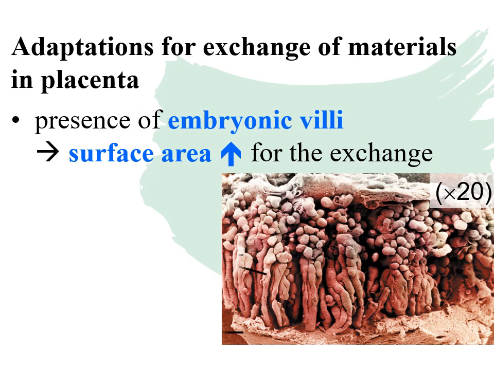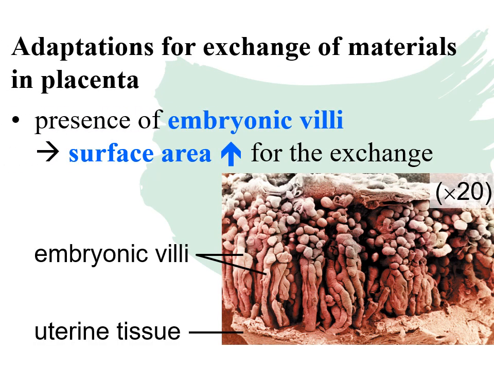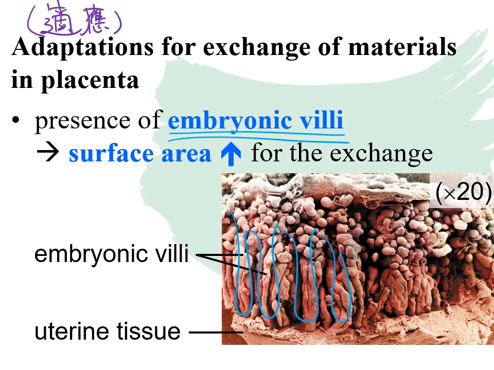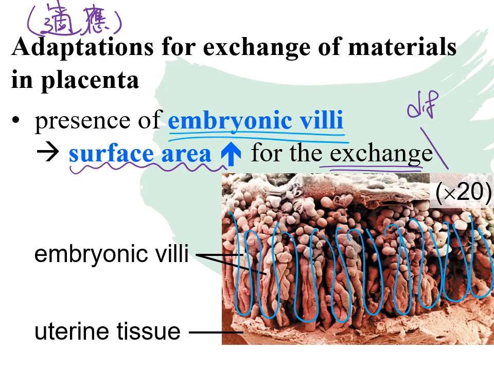The placenta, they are very important for exchange of materials, and it has many good adaptation to help for the exchange of material. Many good structure that helps exchange, make it faster. For example, there are many embryonic villi. Let's take a look. These are the embryonic villi. Their finger-like structure. And then these embryonic villi helps to increase the surface area for exchange or diffusion.